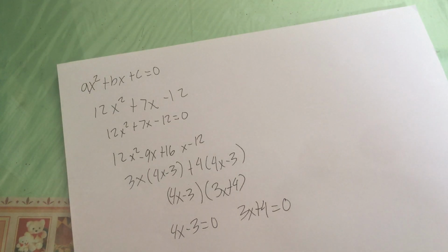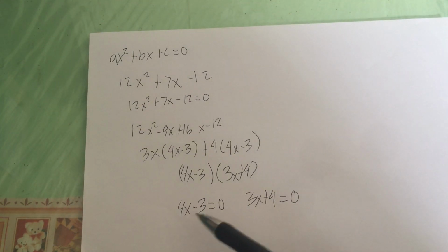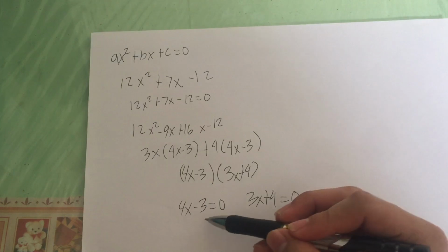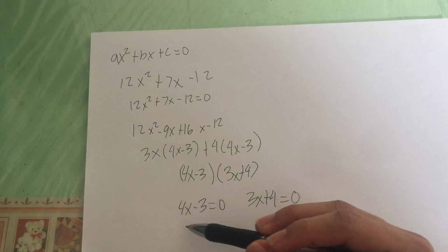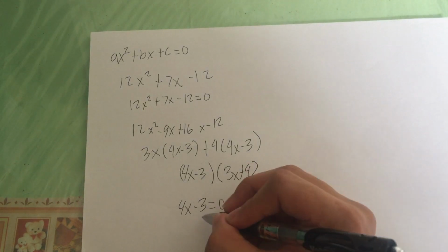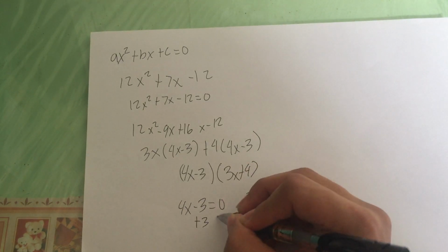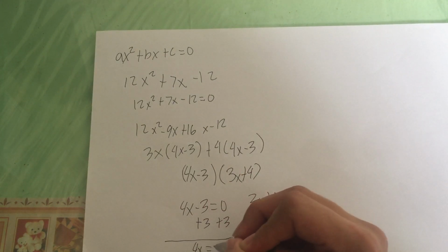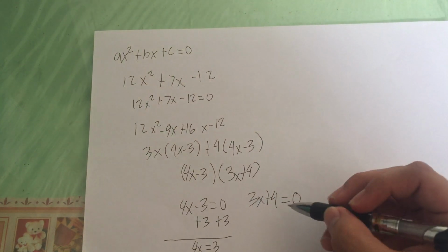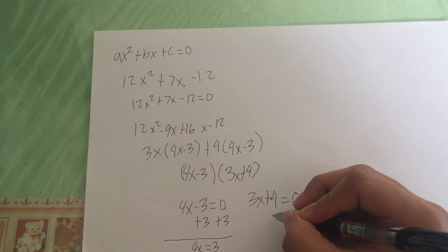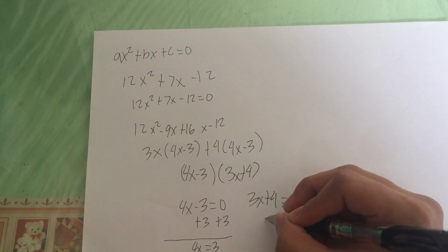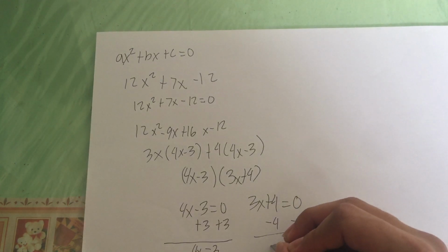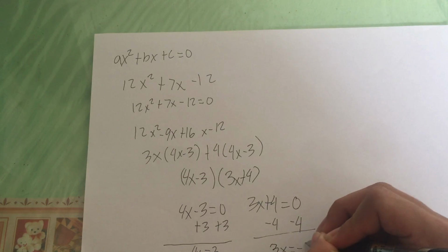What you want to do here is, first, let's go to this side. You will add positive 3 to both sides so that you will have 4x left on the left side. So what you're going to do is plus 3, plus 3, and your answer will be 4x equals positive 3. Now what you're going to do on this side is the same. So what you will do is put negative 4, which will lead your answer to 3x equals negative 4.